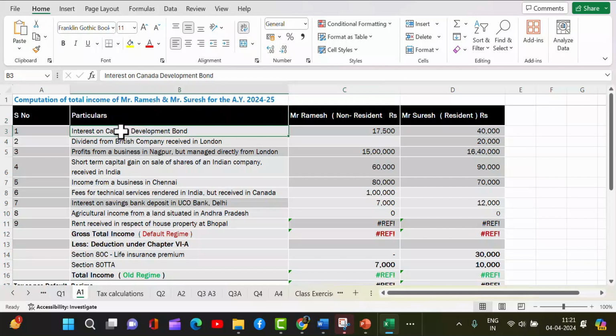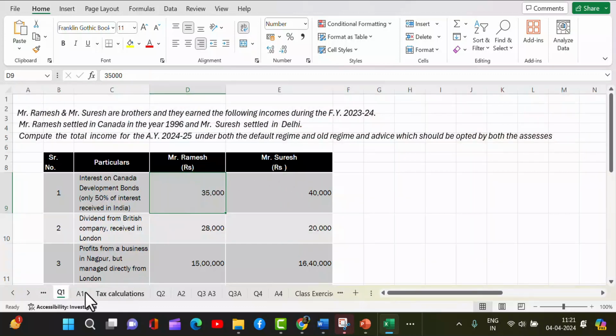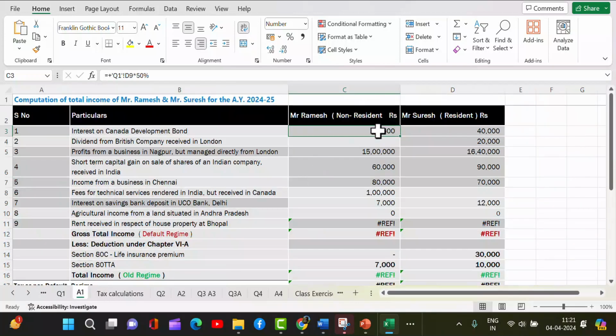The first was income: interest on Canada Development Bond. So 17,500, which is 50% of the amount given here, which is how much? 35,000. So he has to pay tax on 50%. Is this clear to everyone?